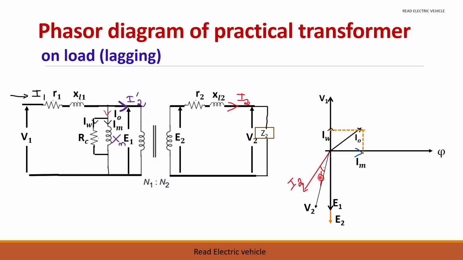I2 dash will be flowing in the primary, and this will be in opposition to I2. So it will be in antiphase with I2. You can draw in the opposite direction, and you will get I2 dash. So what is the primary current? I0 plus I2 dash. Already I0 we have drawn, and I2 dash is also there. You add these two. How to add these two? From this point, you draw a line parallel to I0, and from here, you draw a line parallel to I2 dash. Join that, and you will get I1. This is the primary current, which is lagging the supply voltage by some angle phi naught.